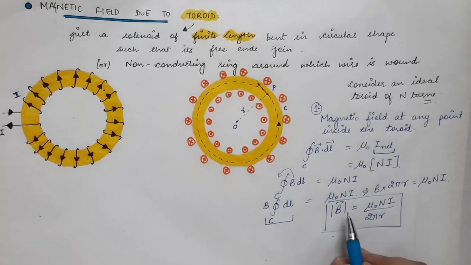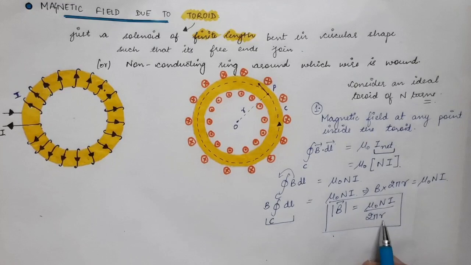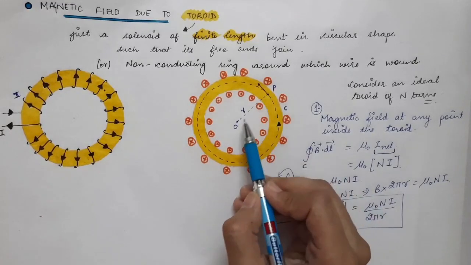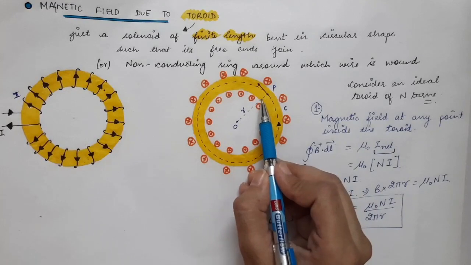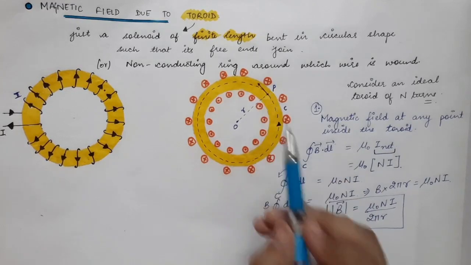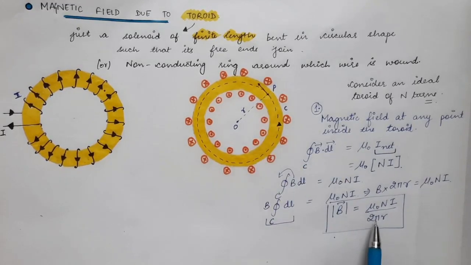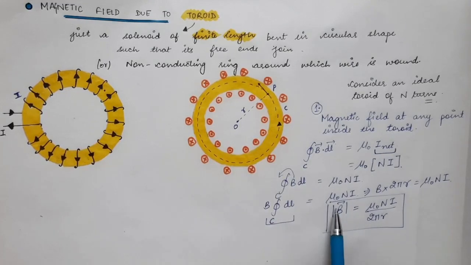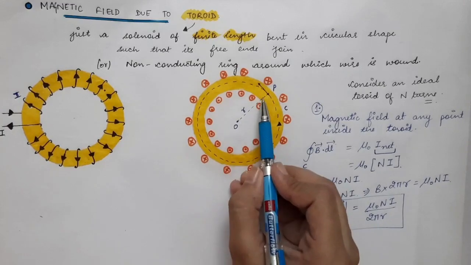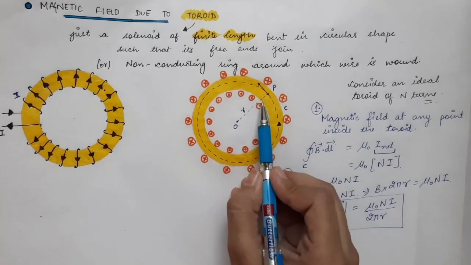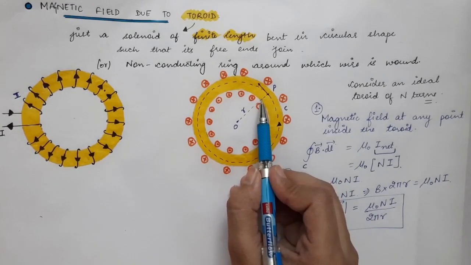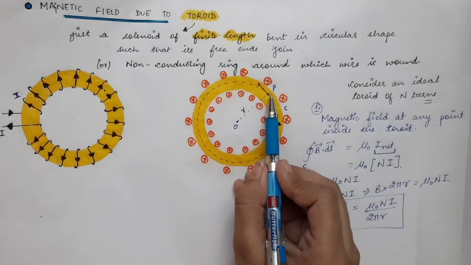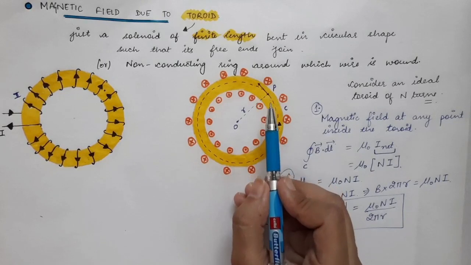So you can clearly see that as the distance of the point P from the center of the toroid increases, means if you are moving from this point to this point, the magnetic field will decrease. So as r increases, the magnetic field decreases inside the toroid. So close to the inner edge of the toroid, the magnetic field will be more, and as you are moving towards the outer edge, the magnetic field will decrease.